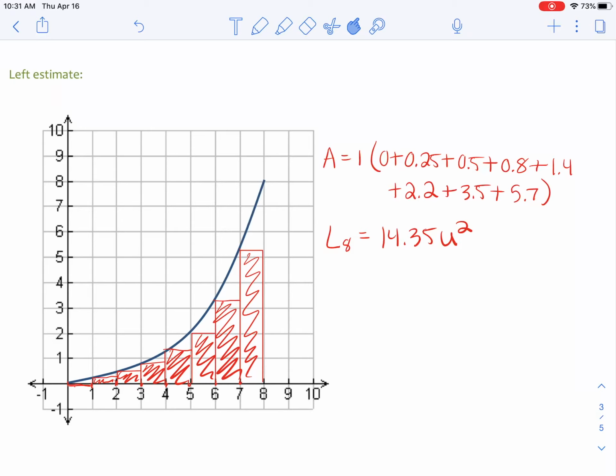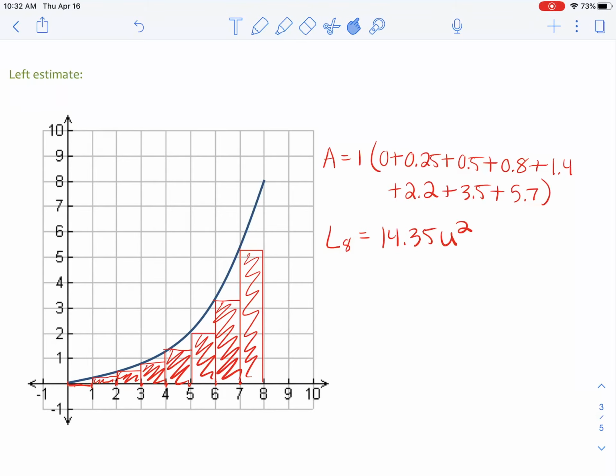Now these are all approximations for these. So if you end up looking at it and instead of having 0.8 as your height, you have 0.9, that's fine, okay? I'll show you an example where we'll all have to have the same answer in just a little bit. But if I just give you a curve and you're approximating, if you have a little bit of a different answer than me, that would be totally fine. So here, left estimate with 8 rectangles, so L sub 8 is 14.35 square units.